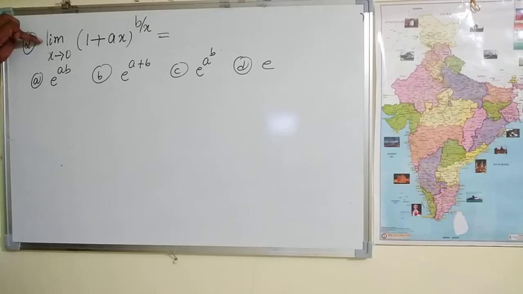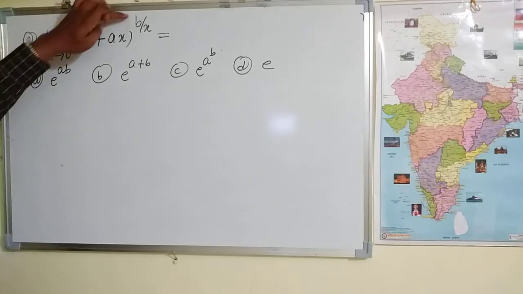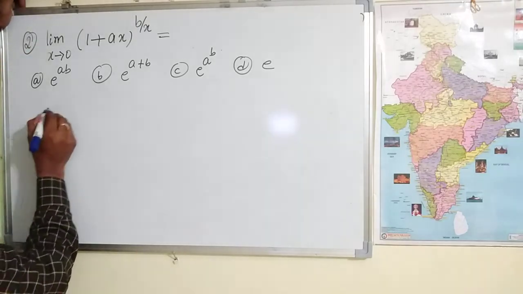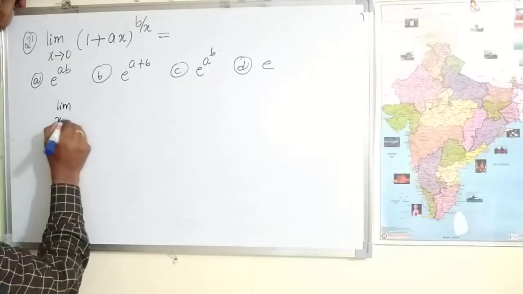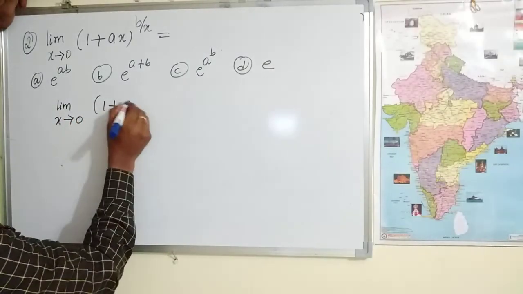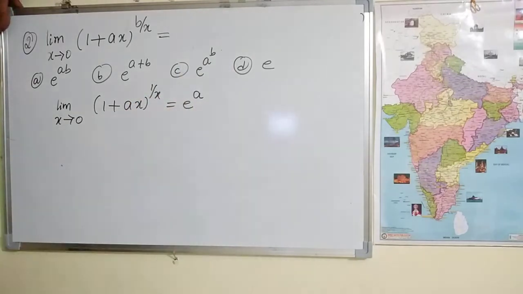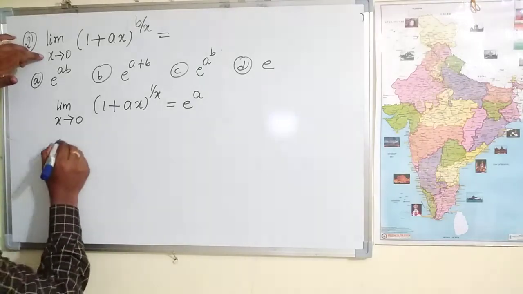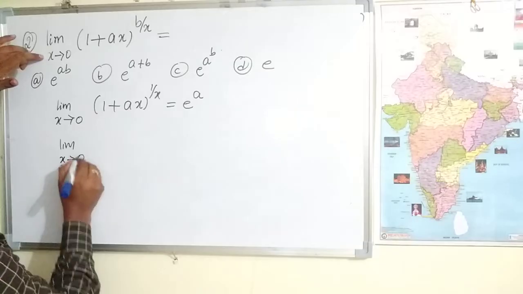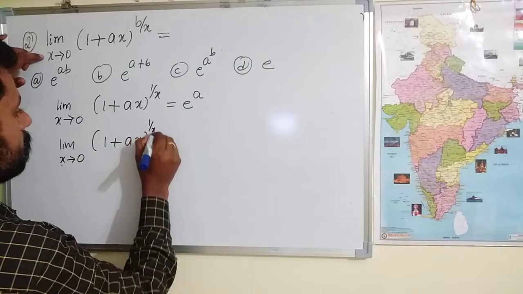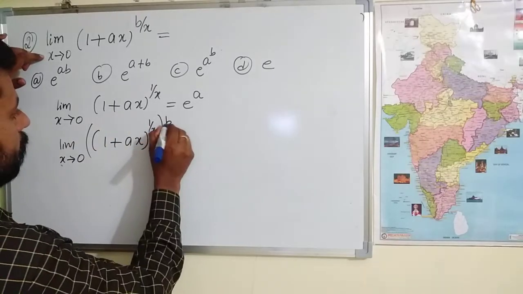See, next example, limit x tends to 0, (1 plus ax) to the power b by x is equal to. To solve this problem, we use the standard result: limit x tends to 0, (1 plus ax) to the power 1 by x is equal to e to the power a. This given result can be written as limit x tends to 0, ((1 plus ax) to the power 1 by x) whole to the power b is equal to.